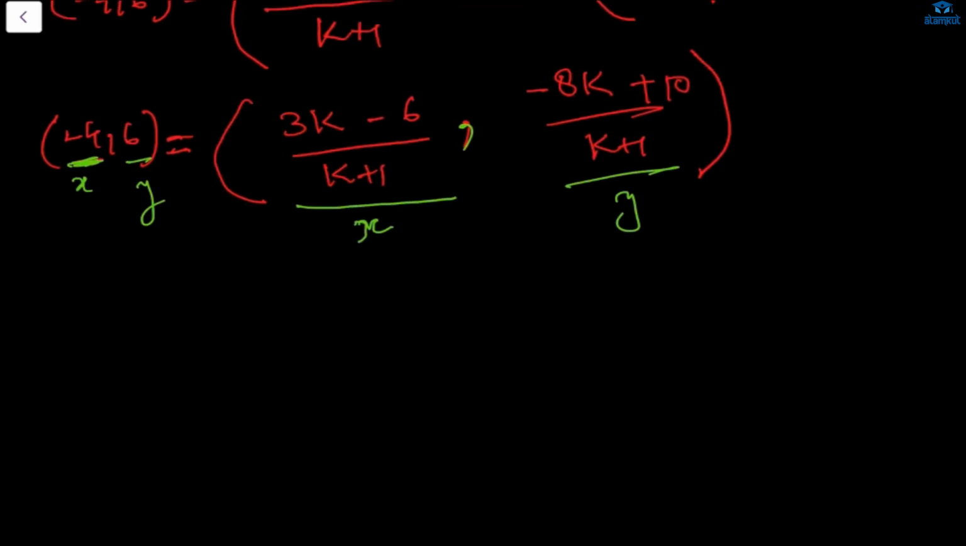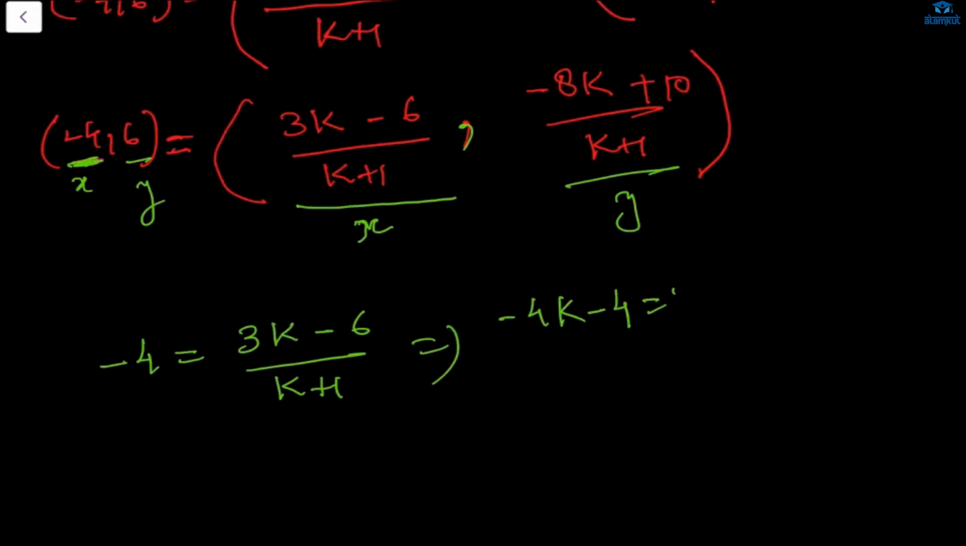Okay, so this is 4k minus 4. After cross multiplication, 4k minus 4 is equal to 3k minus 6. Now we can make all the k on one side.